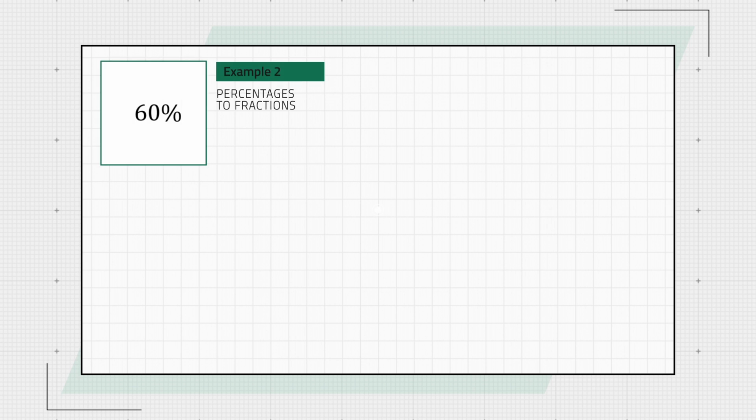Alright, let's give another one a go. For this one we have 60%. And we know that percentage sign now means out of 100, so we can rewrite this as 60 out of 100. Okay, now let's look for common factors so we can simplify this further.